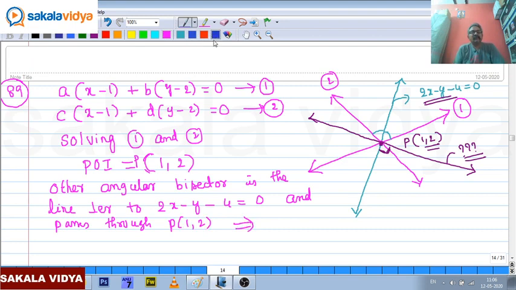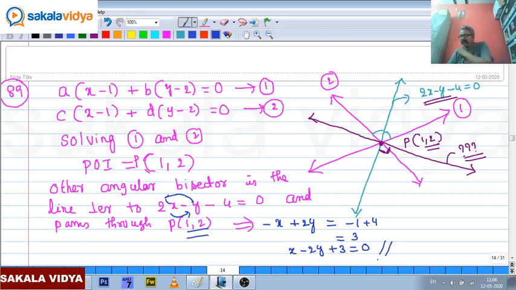Now interchange the y and x coefficients and change the sign of one. You get minus x plus 2y. It passes through which point? 1 comma 2. Substitute here: minus 1 plus 4, this will be 3. So take that side: x minus 2y plus 3 equals 0.